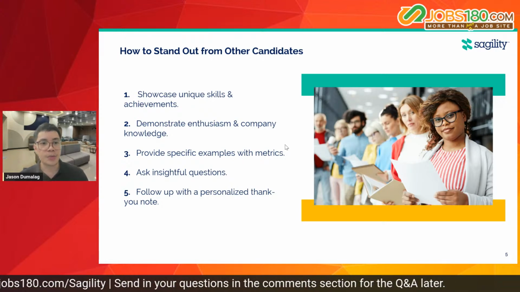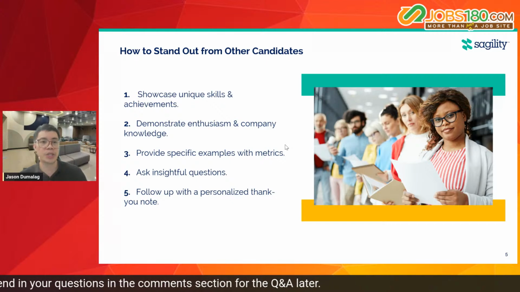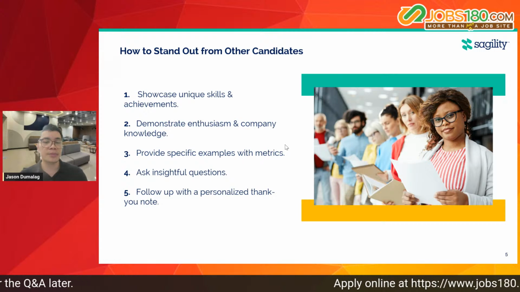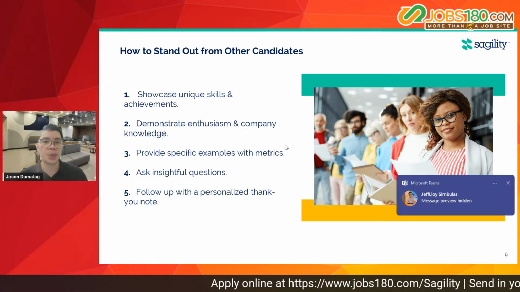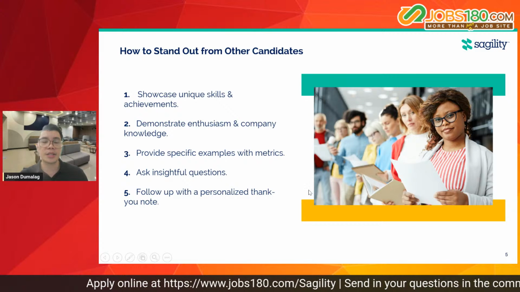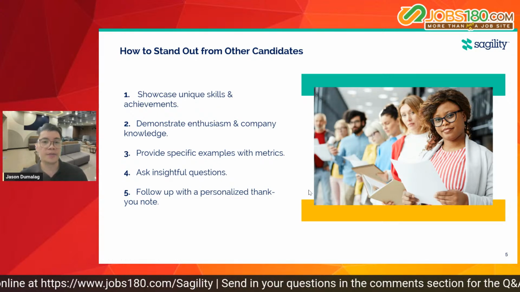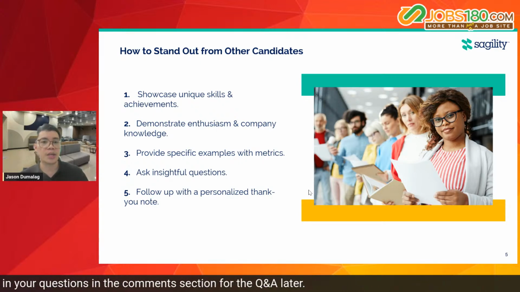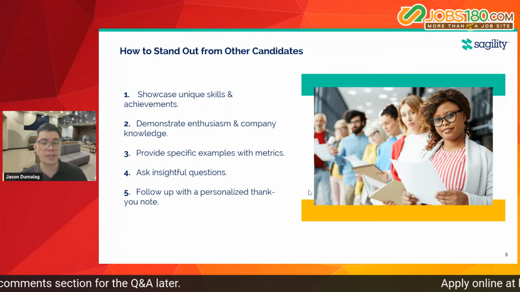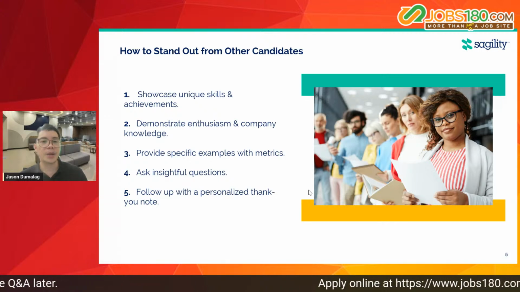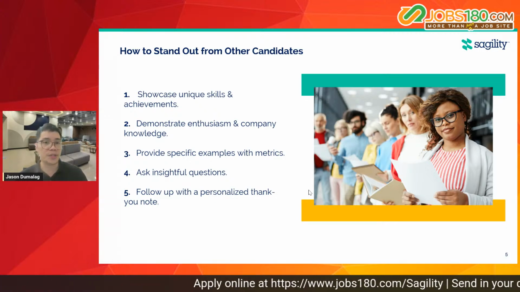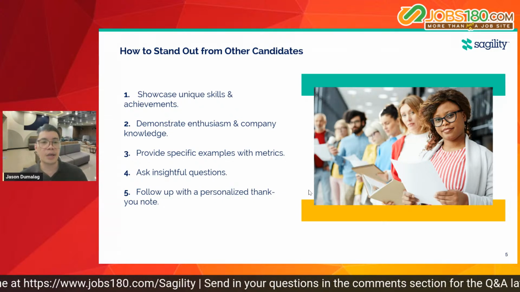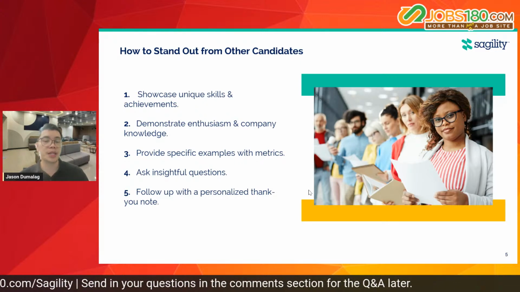Okay. Next is to provide specific examples with metrics. For example, let's say you would say, I joined a student government program in our school organization before, and I've done this, I've done that. Sometimes it's okay to say things like that, but your interviewer will not believe it if you do not present something that showcases those achievements. If you have a certificate that you can present, or any information that would merit what you're providing, it's best for you to present that during the interview.